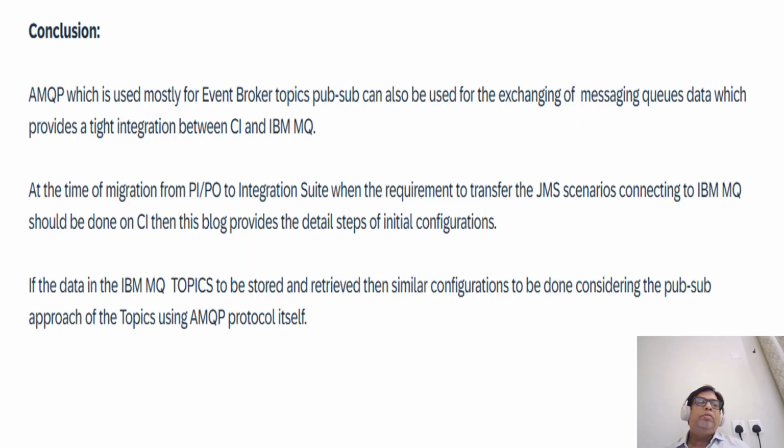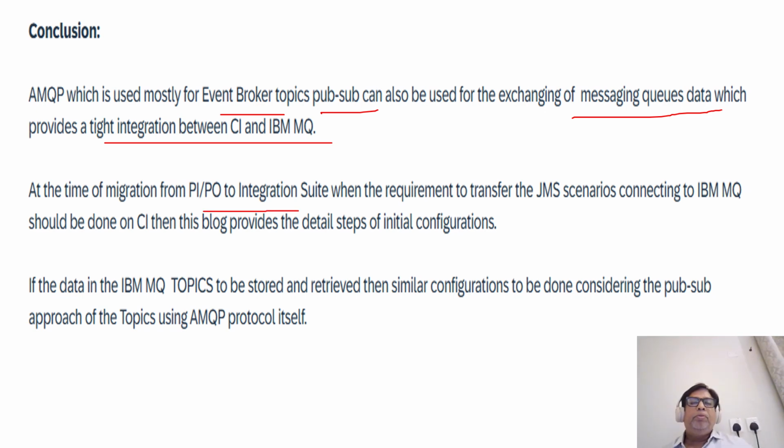So this is how we can integrate the IBM MQ with the CI, and these are the steps. MQP generally works as an event broker. It is a pub sub model of the topic, exchanging the messages of the queue, which provides a tight integration between CI and IBM MQ. After the migration from PO to the integration suite, the requirement is to transfer the JMS scenario to IBM MQ with the CI. There is an SAP blog available which provides the details, if you want to see, you can go through it.